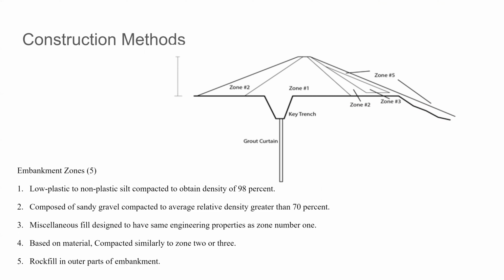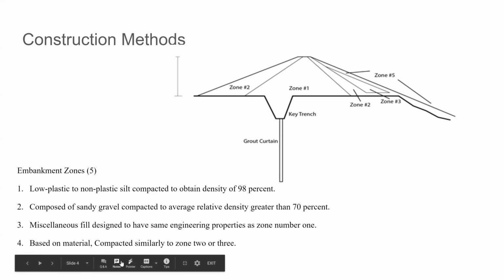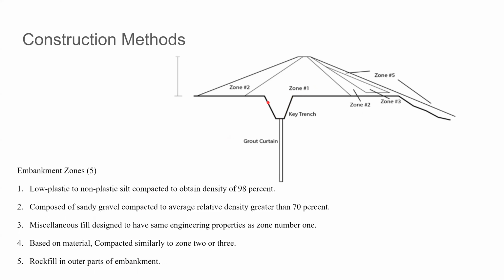So in construction methods, they decided to have 5 embankment zones. Zone 1 being low plastic and non-plastic, and 98%. So as you can see right here, inside of this key trench, compacted at 98%, all the way up. And then zone 2 composed of sandy gravel compacted at average relative density greater than 70%. So zone 2 being on what we would say is the actual water side, and the other side.